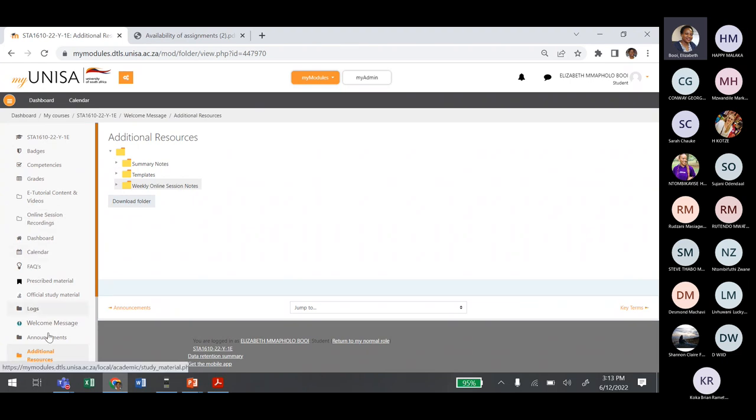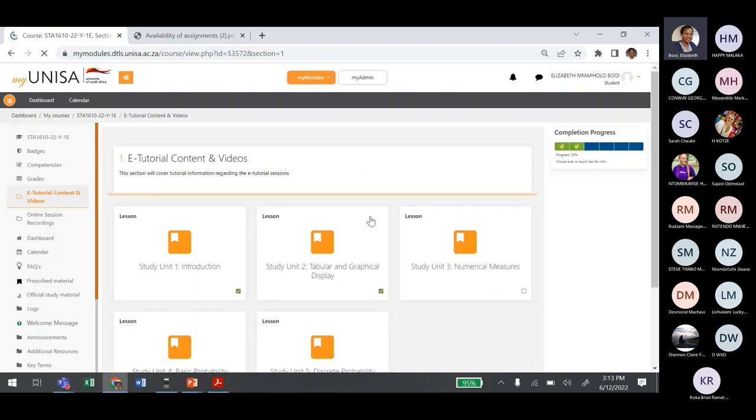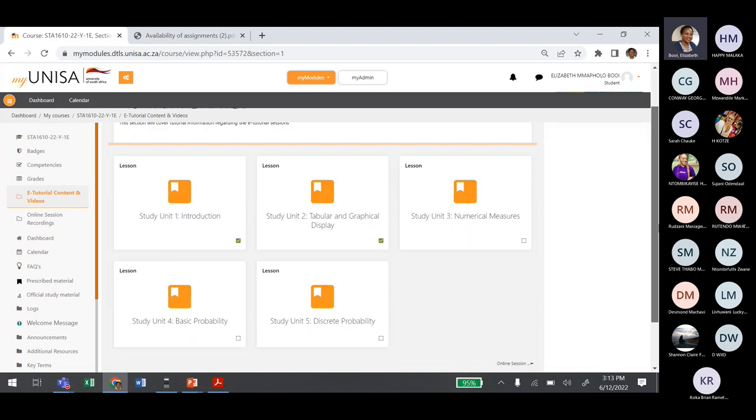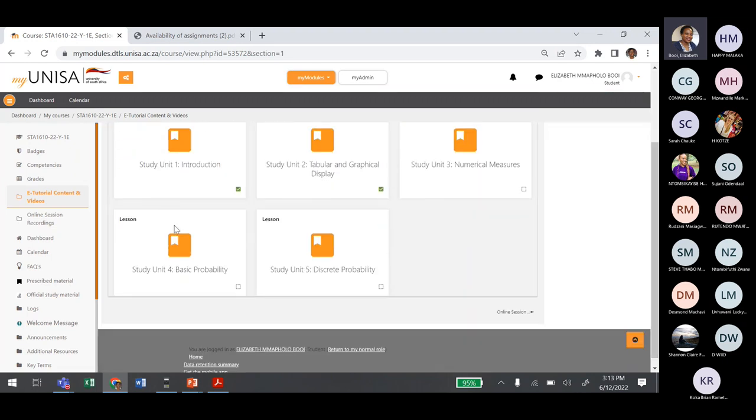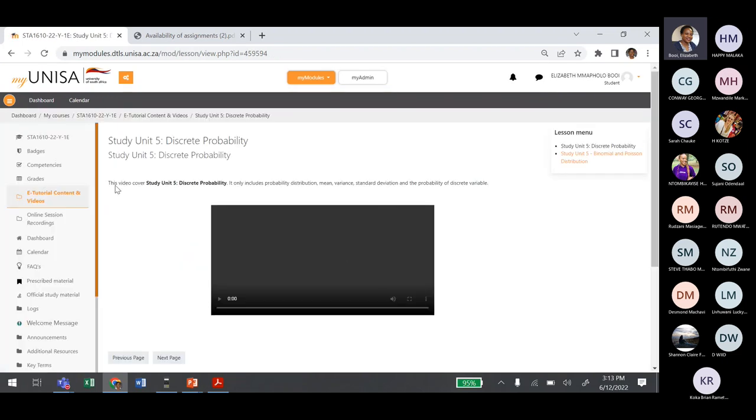Those are under additional resources. Then there is a folder called e-tutorial and contents. If you click on it, there are your study units. It goes study unit 1 up until study unit 5. You just need to go through each one of them. Each study unit, I'm going to go to the one that we are on, which is this one.